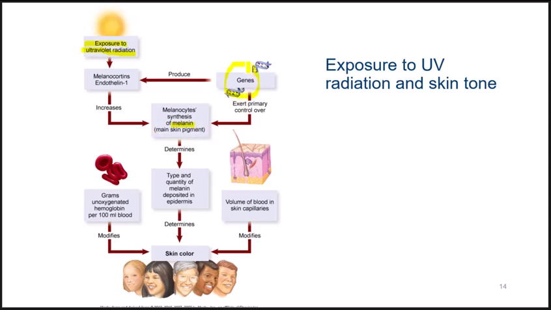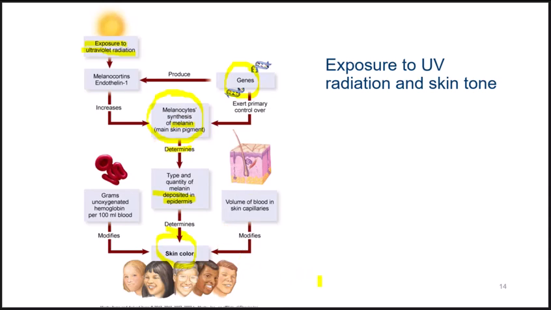There's also genetic control, so your genes can have control over how much melanin your body would ultimately produce, but also is a contributor to the amount of activation that occurs with melanocortin's endothelin 1. But in any case, the production of melanin we know is going to determine how much is actually deposited into your epidermis and therefore determining your skin color.